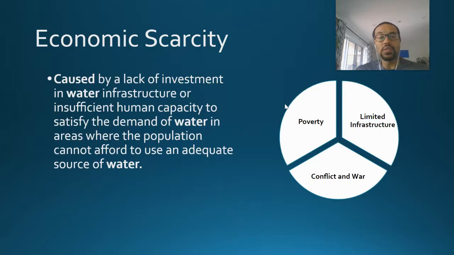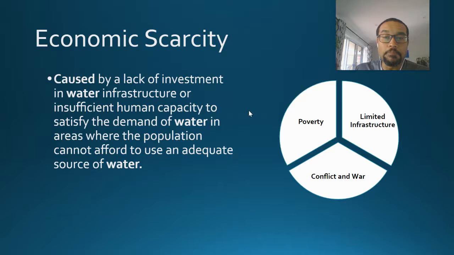Economic scarcity is a little bit different. The two kind of go hand in hand sometimes, but not always. So there are many cases where there is enough water available. It's that there isn't the infrastructure to get that water. And if there is, it's not evenly distributed. So it will be priced in a way such that if you have the money, you're able to get it. If you don't, well, you don't.